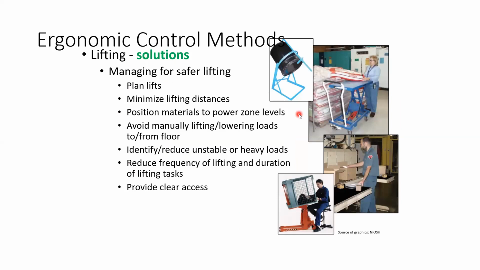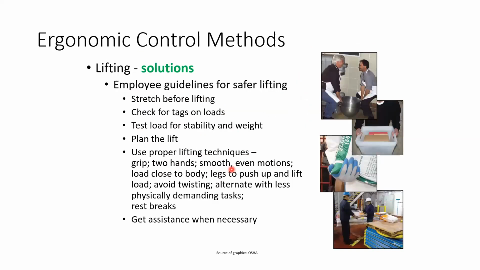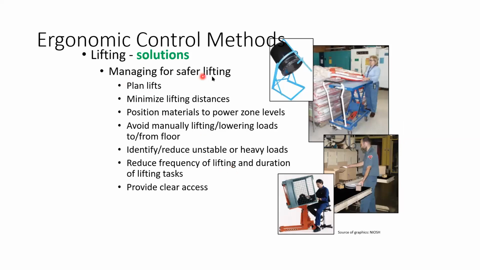Number one, managing for safer lifting. What is the management for safer lifting? You can plan lifts, minimize lifting distance, position materials at power zone levels. You can avoid manually lifting or lowering loads to or from the floor. Identify and reduce unstable or heavy loads. Reduce frequency of lifting and duration of lifting tasks. You can provide clear access. Okay, it is the managing of safer lifting.